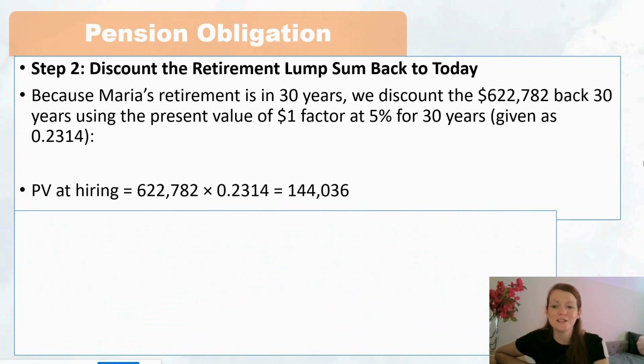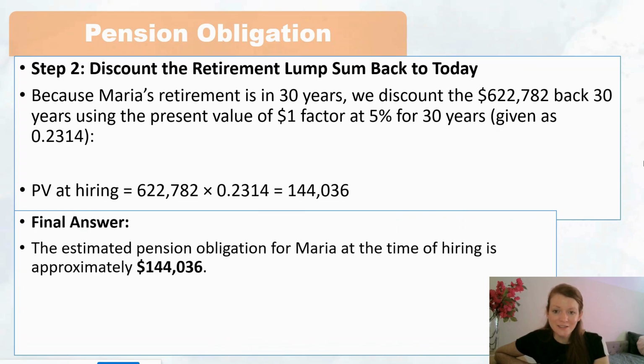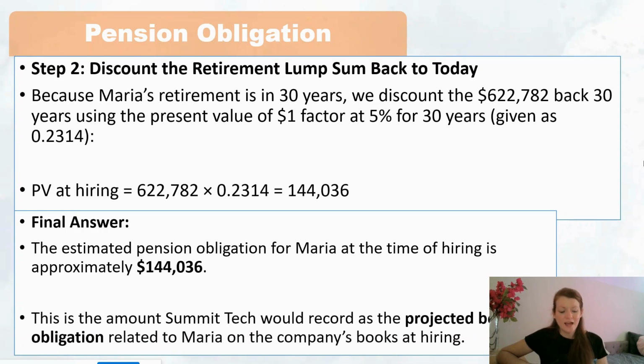That's a pretty significant difference. So final answer, we take the 144,036. They're going to set that aside and invest it at 5%. That is our projected benefit obligation in order to set us up for success to be able to pay her the $60,000 a year for 15 years.